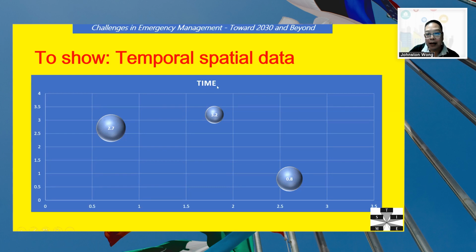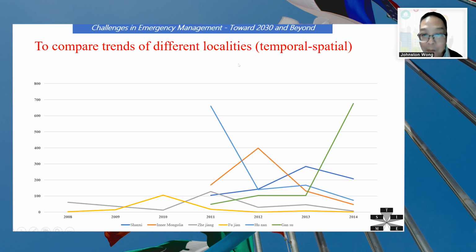Now, we can also formulate what we call temporal spatial data. That means we indicate places and also time together. Now, this is one example. We are talking about the cold. Actually, it's low temperature. So we can have Shanxi, Inner Mongolia, Zhejiang, Fujian, Hunan, and Gansu. They all suffer from cold. And then we can see different provinces along the different years. So they have different performances.